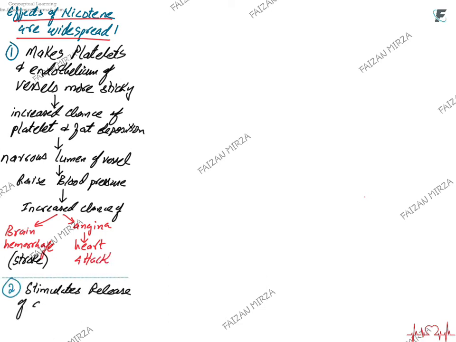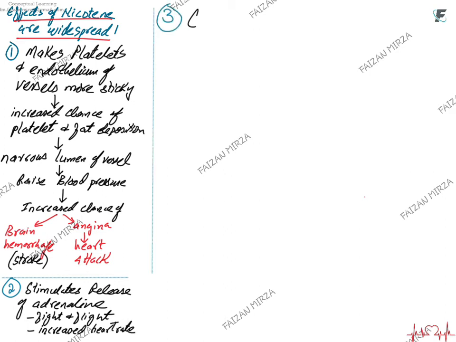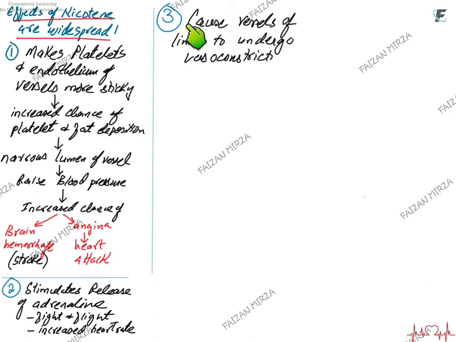eventually it can cause heart attack. The second thing it affects is to stimulate the release of adrenaline, and it initiates the fight or flight response in a person who has smoked. This fight or flight response increases the heart rate of the person. Add this to the blood pressure, which is raised, so you can just see and correlate what's going to happen. The third thing, it causes the vessels of the limbs to undergo vasoconstriction, and this increases the blood pressure even more. So just key, this is having a cumulative effect.